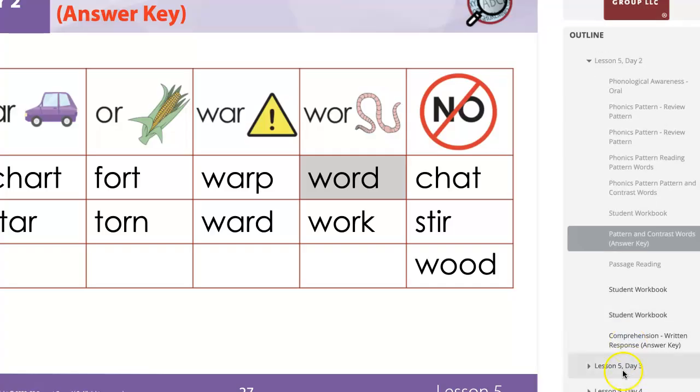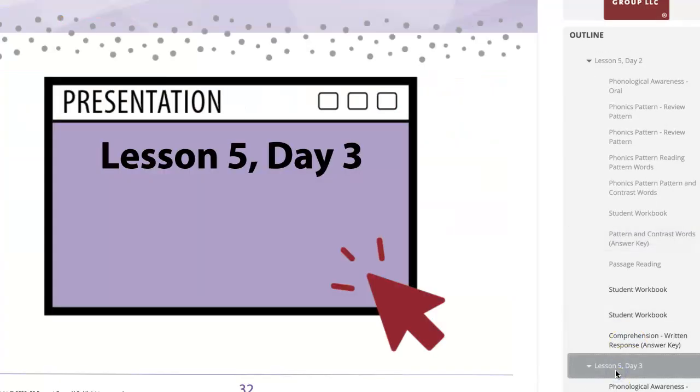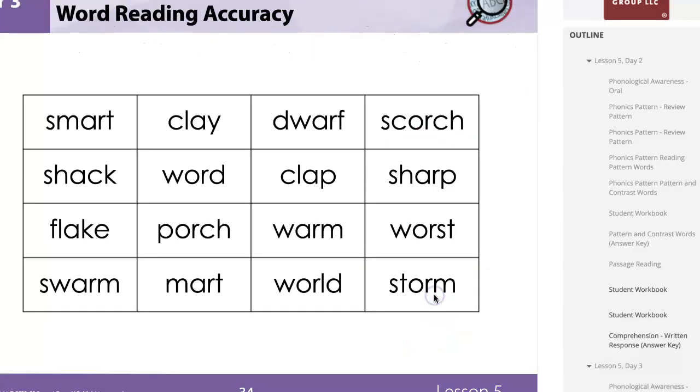We're going to go on to day 3. Alright, we are still looking at the vowel R category. So what we're going to do, I am going to read a word and you're going to repeat after me. Here we go. Smart.